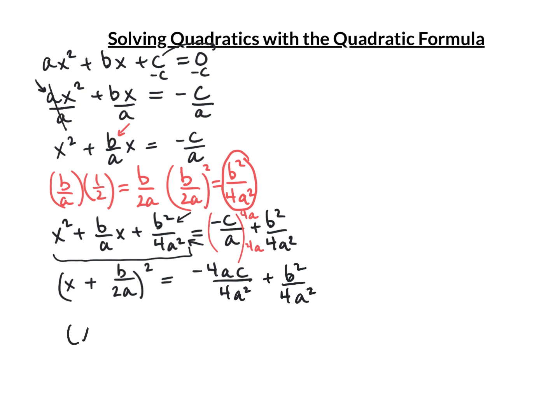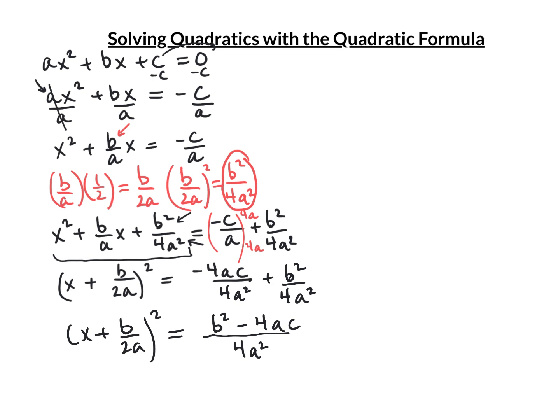This becomes x plus b over 2a, quantity squared, equals, everything here is a common denominator, 4a squared. We keep that denominator, and I'm going to change the order. I'm going to put the positive b squared in front and the minus 4ac there at the end.